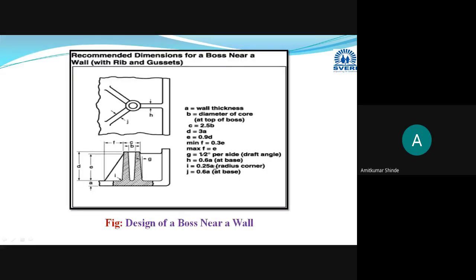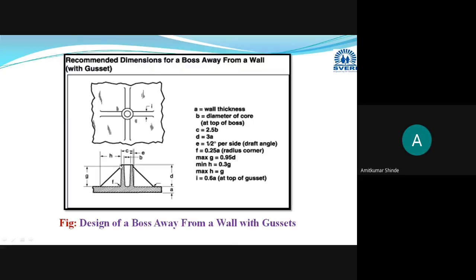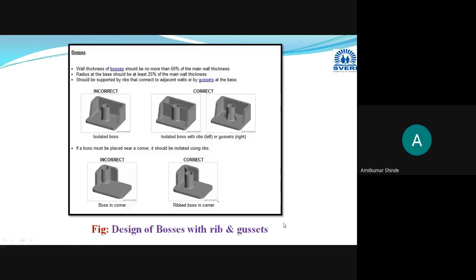by following these guidelines and guidelines related to the rib and gusset, these bosses near a wall and away from the wall are designed. Okay, in this way, and the design of a boss, whenever you are placing it away from the wall, then you have to take the help of the gussets to provide the necessary strength. Okay, and these are some designs of the bosses, which is the most preferred design and which design should be avoided, that are explained here.